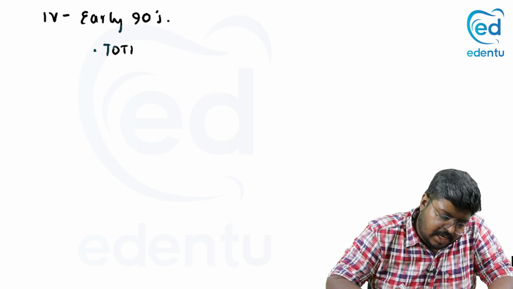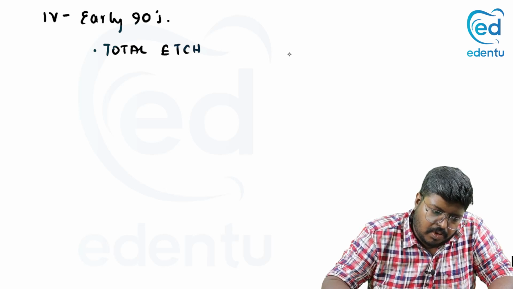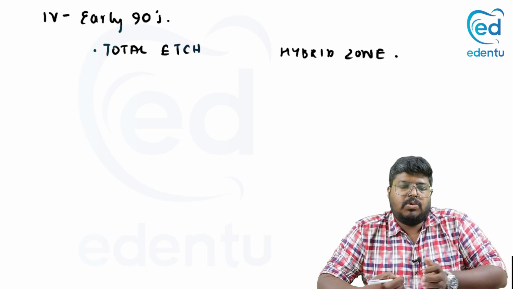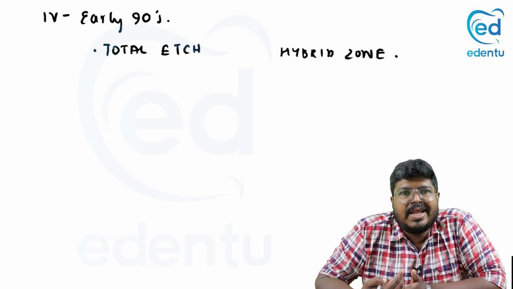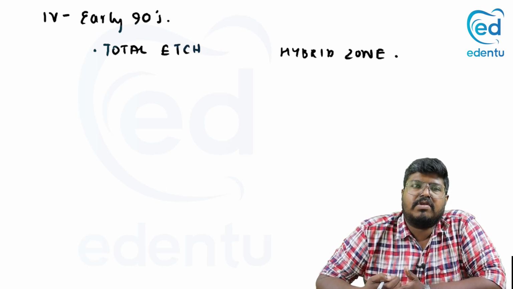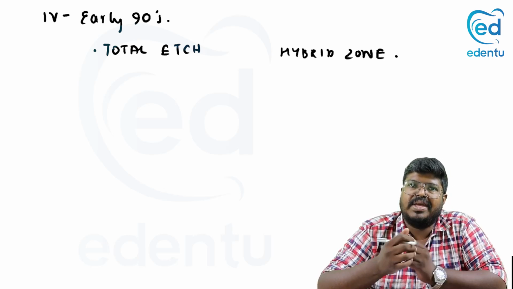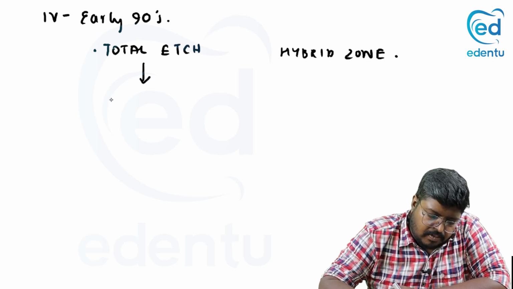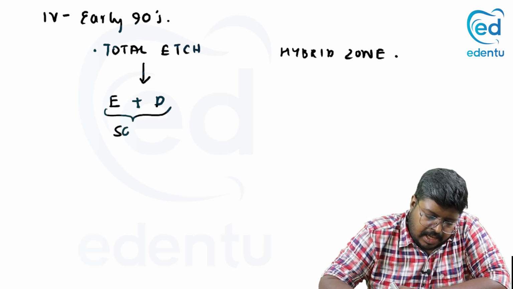The first technique was called the total etch technique, and the second one was the discovery of something called the hybrid zone, or the hybrid layer. Research showed that both enamel and dentine could be etched at the same time without a problem of invasion of the pulp. Therefore, it was considered that both of those steps could be combined, and the total etch technique involved etching both the enamel and dentine at the same time.